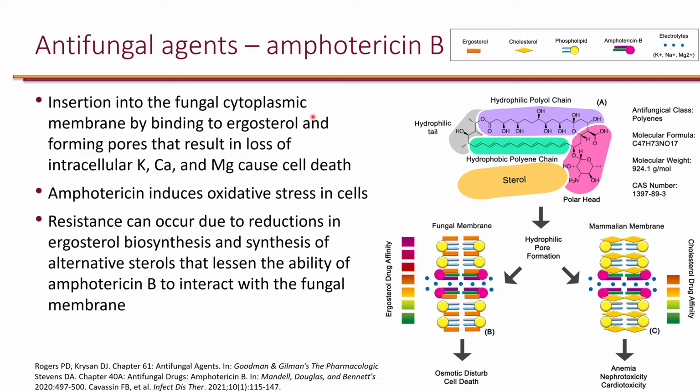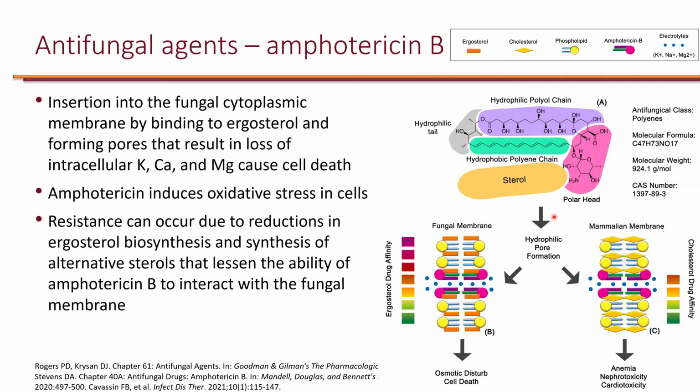Now, lastly, we have amphotericin B. So amphotericin B works by insertion into the fungal cytoplasmic membrane by binding to ergosterol and forming pores that result in the loss of intracellular potassium, calcium, and magnesium, which can cause cell death. Now, in addition, amphotericin can also induce oxidative stress. So these are all good for killing fungal cells, but these are also key in a lot of the adverse effects that are associated with amphotericin B. So including all of these electrolyte wasting, this can also happen to the kidneys. So a lot of nephrotoxicity from amphotericin B.